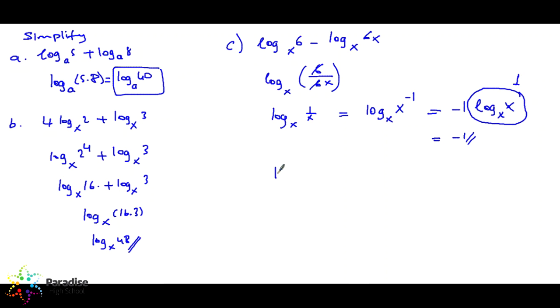Or you can also write it this way. You can evaluate it this way. 1 over x. Let's say that this is equal to y. How do I write it as index form? x to the power of y is equal to 1 over x. 1 over x is x to the power of negative 1. It means that y is equal to negative 1. Either solve it this way or solve it that way. You will get the same answer.